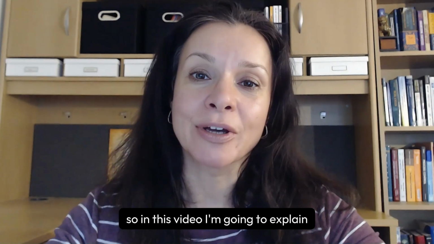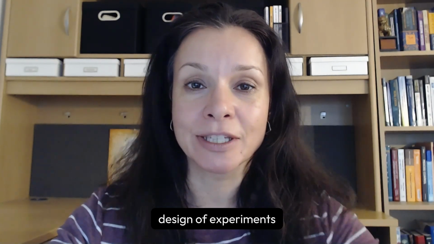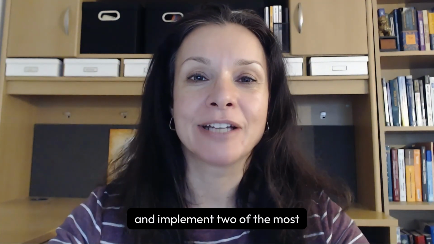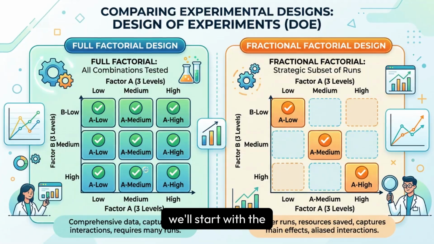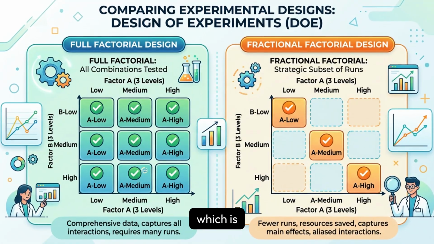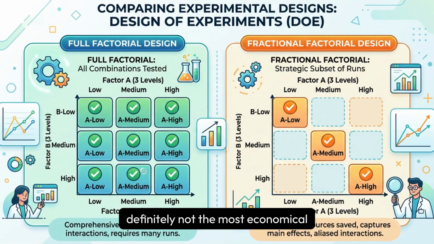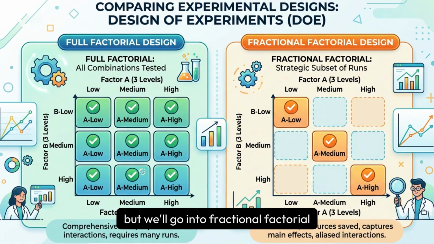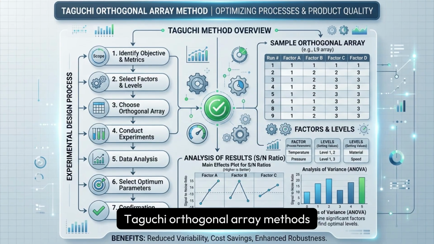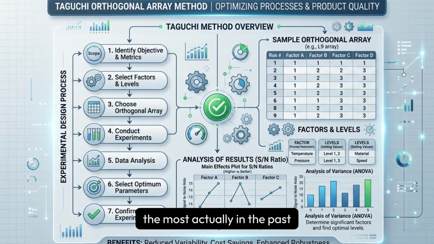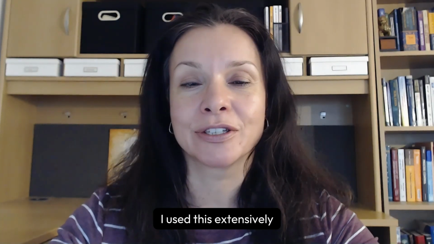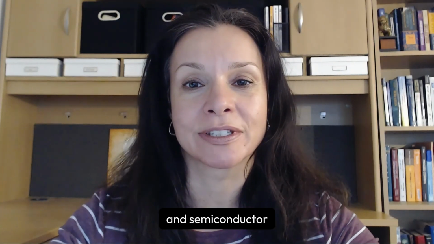In this video, I'm going to explain design of experiments from the ground up and implement two of the most important designs in Python from scratch. We'll start with the full factorial design, which is definitely not the most economical, but we'll go into fractional factorial and then Taguchi orthogonal array methods, which I actually used the most in the past. I used this extensively both in pharmaceuticals and semiconductor manufacturing.